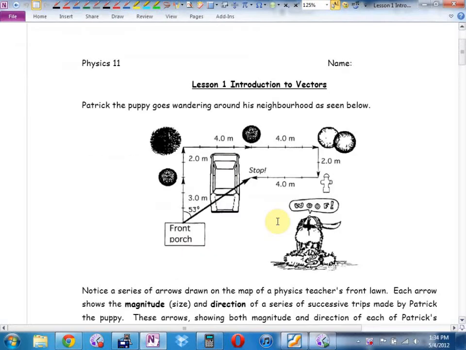Patrick the puppy goes wandering around his neighborhood as seen below. So he leaves the front porch. He goes north for a while. He stops. He goes to the right for a while, or east. He stops.